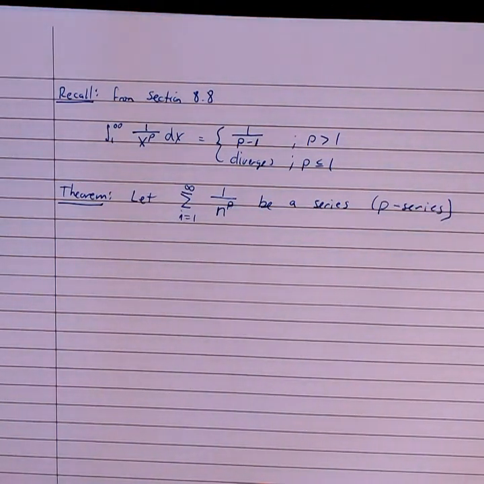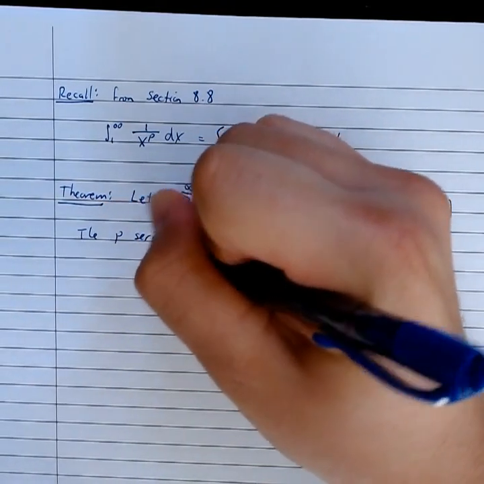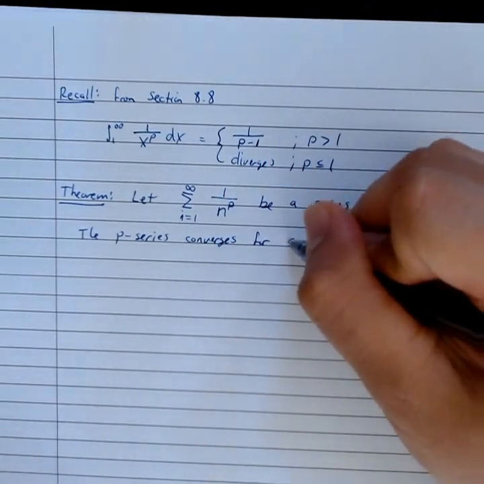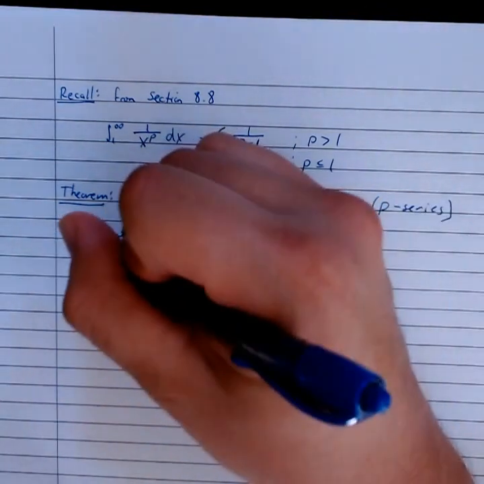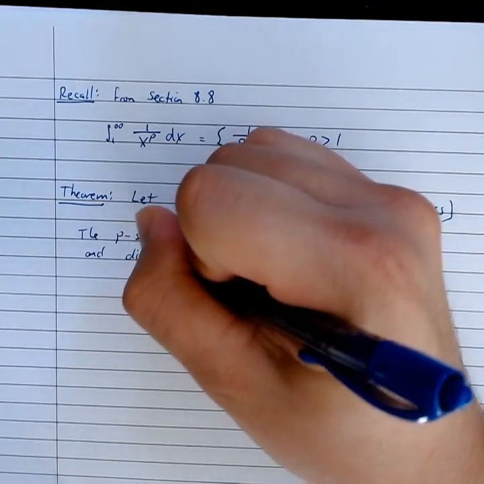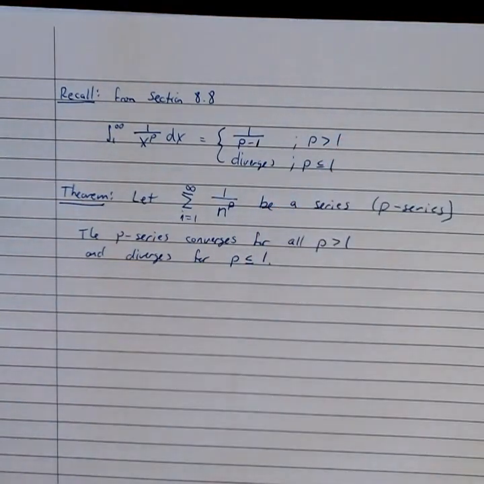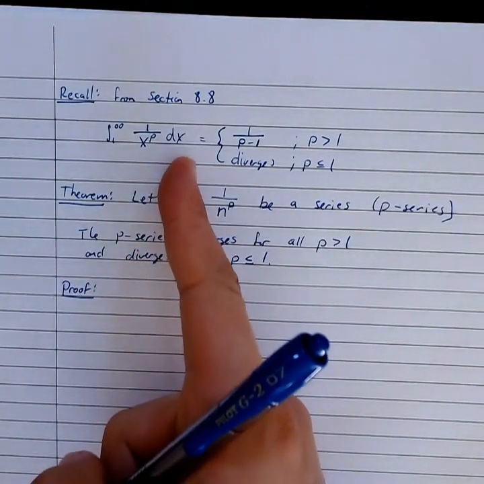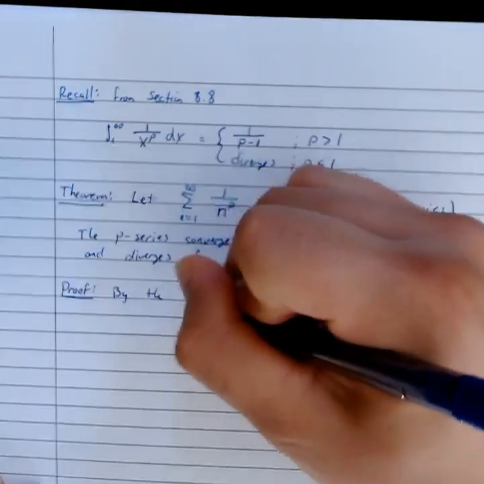The p-series converges for all p greater than 1, and it diverges for all p less than or equal to 1. The proof of this comes directly from this result, by the integral test.